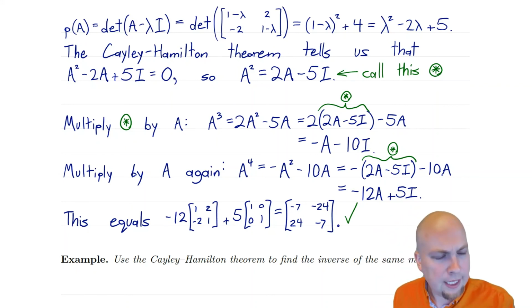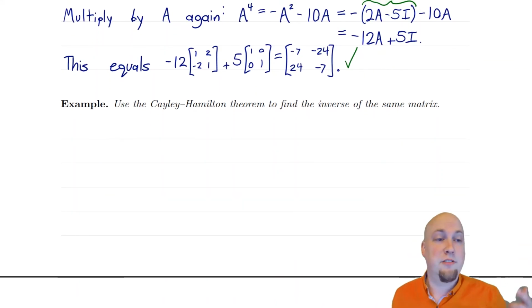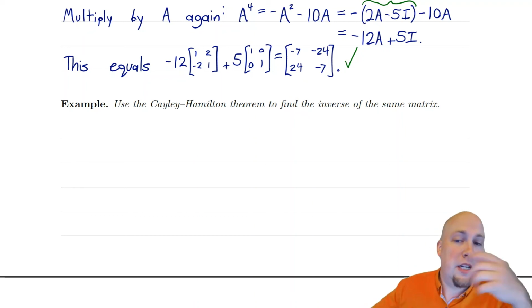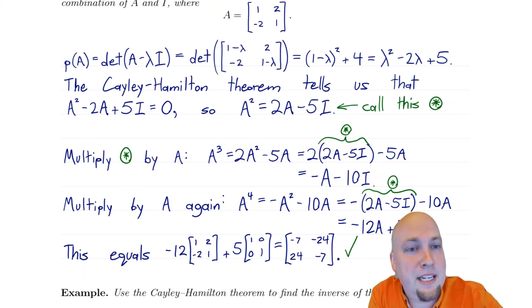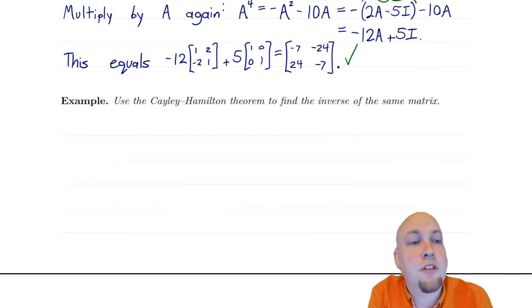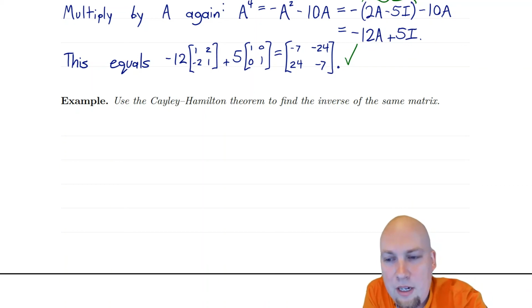Okay. And yeah, you can actually go the other way as well. Rather than just computing large powers of a matrix, you can also compute negative powers. You can go back the other way. So that's what we're going to do in this next example. We're going to take that same matrix, 1, 2, minus 2, 1, and we're going to find the inverse of it via the Cayley-Hamilton theorem. In other words, we're going to find the minus 1th power of it.